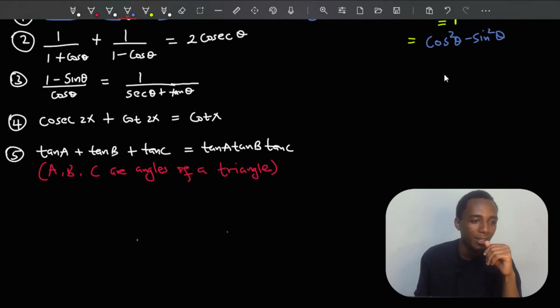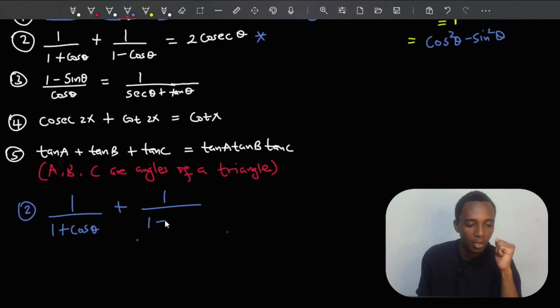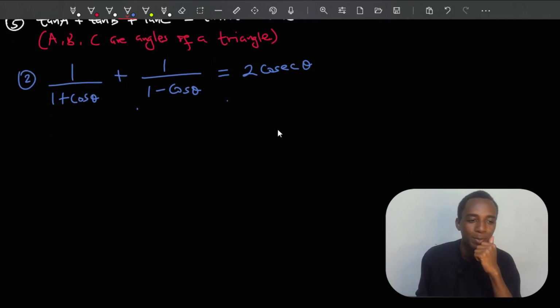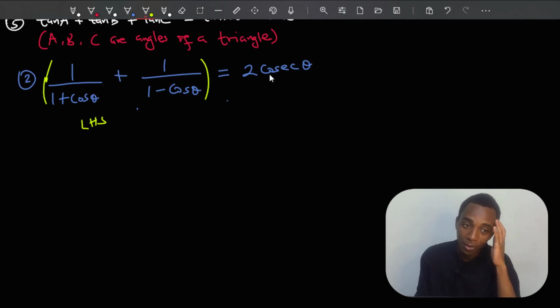Let's look at the second one here. So let's try this out. Number 2. I'll write that here: 1 divided by 1 plus cos theta, plus 1 divided by 1 minus cosine of theta, and we have to show that this is equal to 2 times cosec of theta. So yeah, this is an interesting problem too. Still, as you can see, the left-hand side here has more details than the right-hand side. So I better begin with the left-hand side, because then I have a lot more steps to take than beginning with the right-hand side.